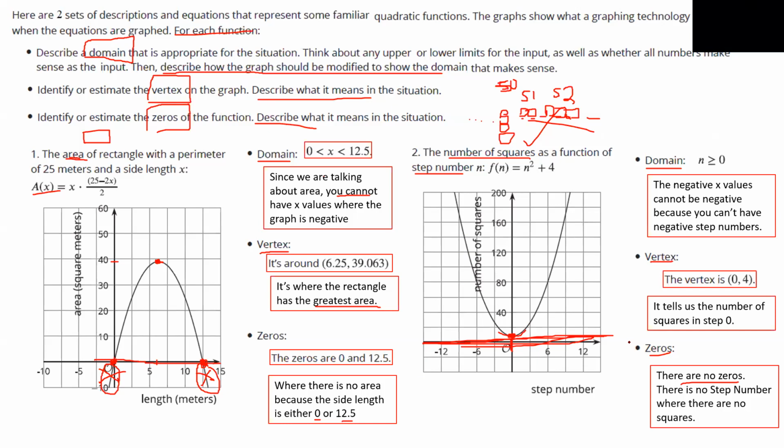So the 3 main points that you had to learn today were domain, basically from what point on the x-axis to what point on the x-axis the graph is traveling; the vertex, which is the highest or the lowest point in a parabola, in a quadratic; and finally, the zeros. The zeros are the points where the graph crosses the x-axis.